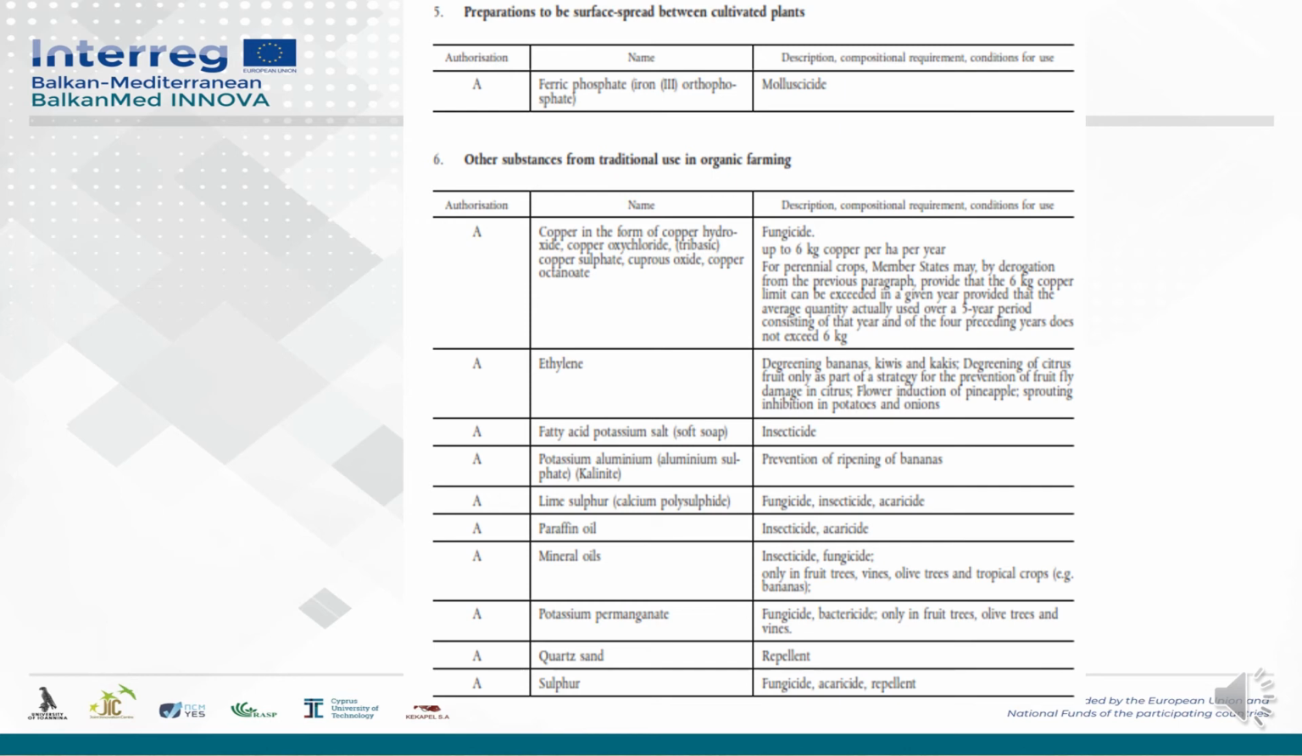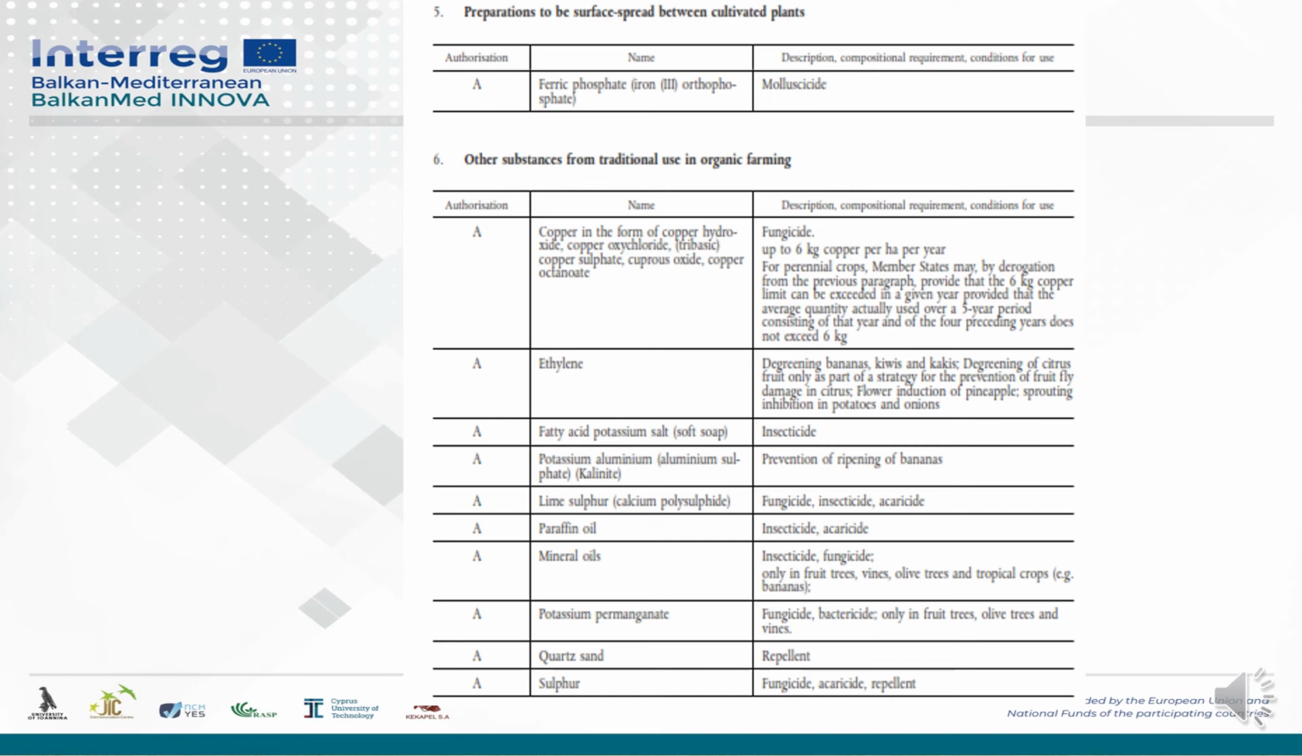A preparation to be surface sprayed between cultivated plants. The one listed is ferric sulfate, which is iron 3 orthophosphate. It is used to control mollusks. Other substances from traditional use in organic farming are copper in the form of copper hydroxide, copper oxychloride, copper sulfate, copper oxide, copper octanoate. It is used as a fungicide. There is a limit of up to 6 kilograms of copper per year per 1 hectare.